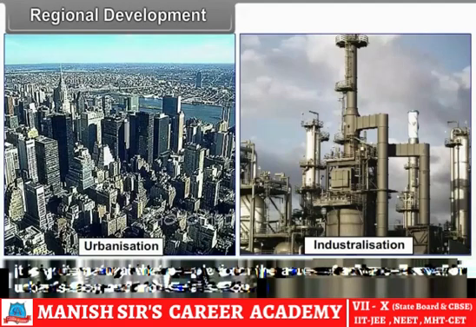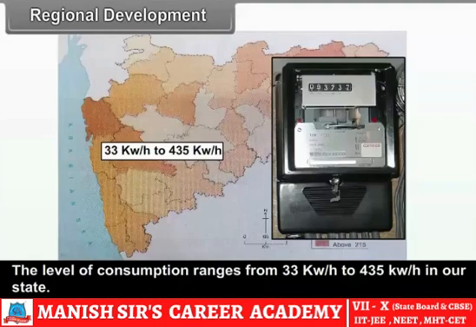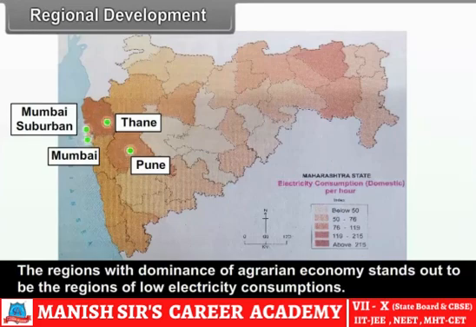It is quite natural that the people from the areas at an advanced level of urbanization and industrialization would be consuming more electricity. The level of consumption ranges from 33 kilowatt hours to 435 kilowatt hours in our state. The areas where this consumption is very low are again the same areas that we have identified in the other two maps discussed above. The regions with dominance of agrarian economy stand out to be the regions of low electricity consumption.